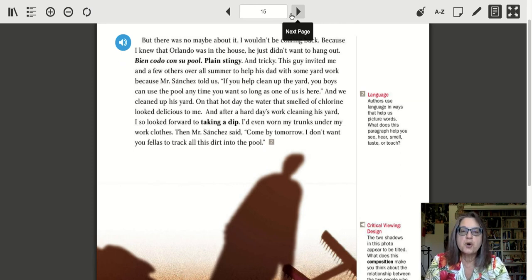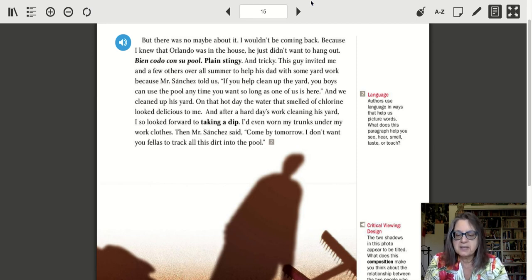But there was no maybe about it. I wouldn't be coming back because I knew Orlando was in the house. He just didn't want to hang out. Bien codo con su pool. Plain stingy and tricky.